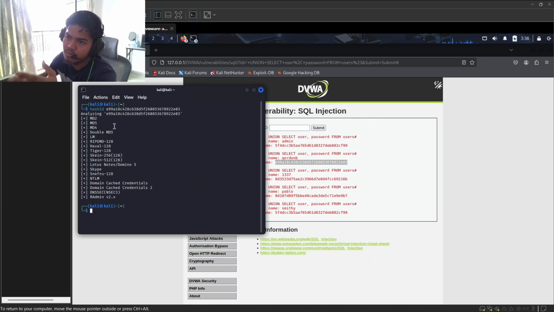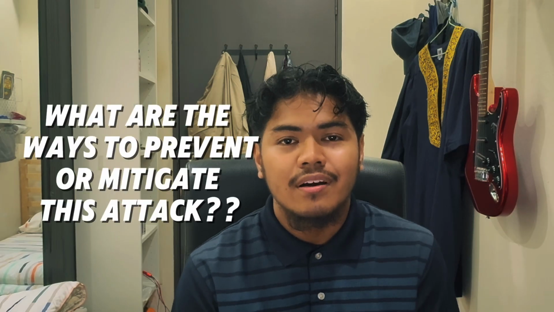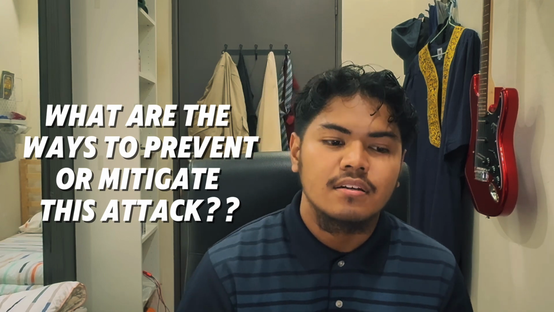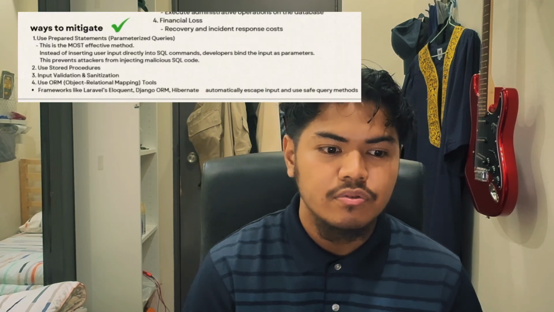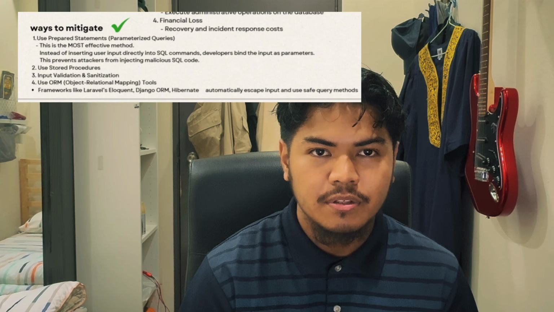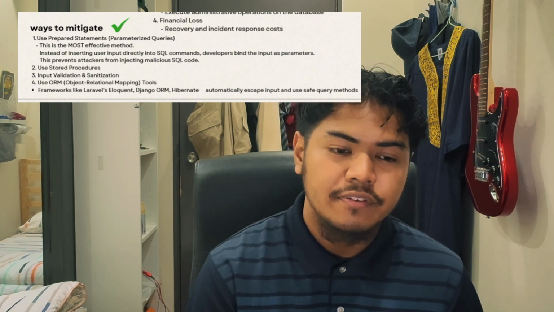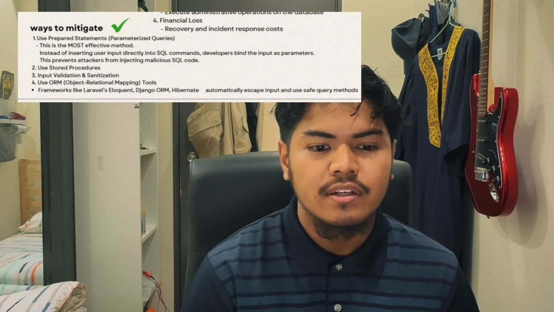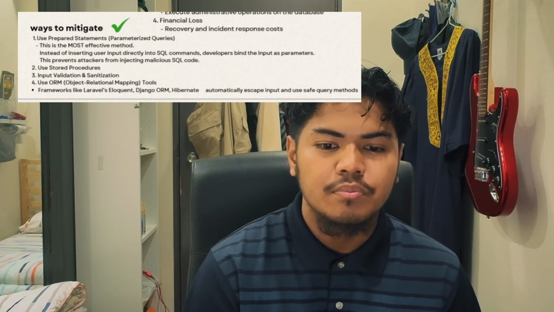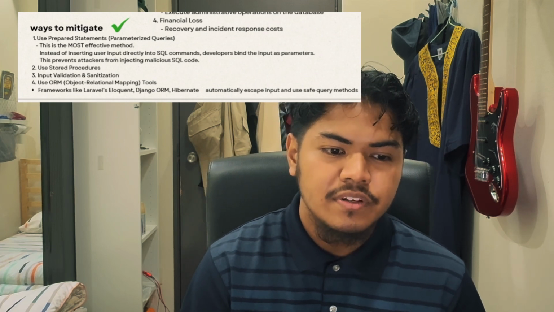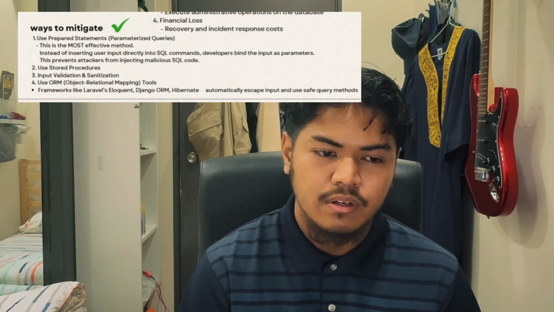So as you can see, these are all the credentials about that particular hash or user. So, what are the ways to prevent or to mitigate this attack? Let's cover a few of them. One is to use prepared statements or parameterized queries. This is the most effective method. Instead of inserting user input directly into SQL commands, developers bind the input as parameters. This prevents attackers from injecting malicious SQL code.